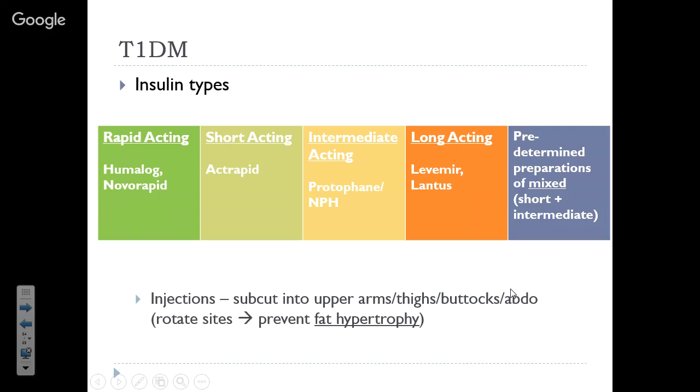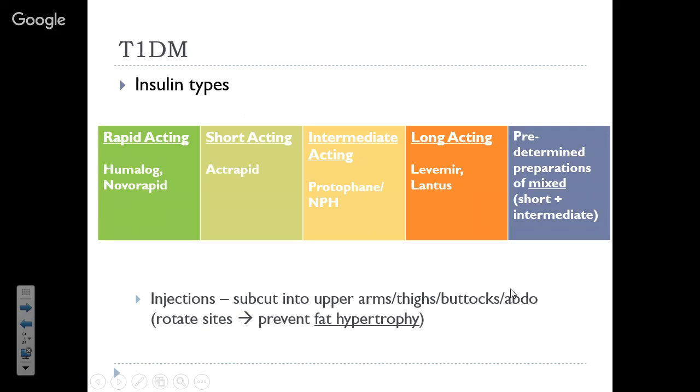In terms of insulin types, so insulin is the mainstay of treatment for type 1 diabetes. You've got your rapid-acting insulin, which is Humalog, Novorapid, short-acting, which is Actirapid, and that's commonly used in DKA treatment. So an Actirapid infusion is commonly run for DKA kids. Intermediate-acting, which is Protophane and NPH, which is less common nowadays, and the long-acting, which is Lantus and Levemir. You've also got predetermined preparations of mixed insulins as well, so short and intermediate commonly.